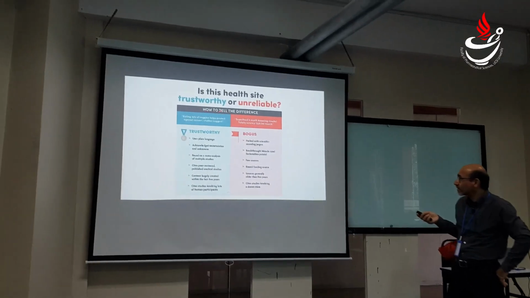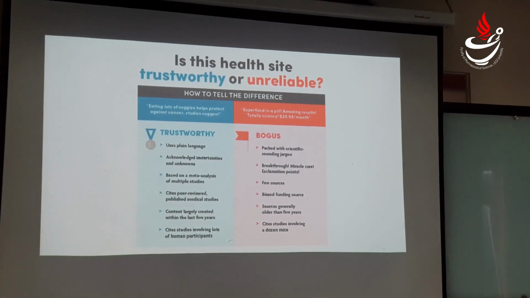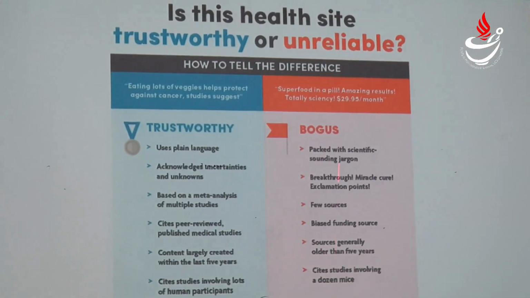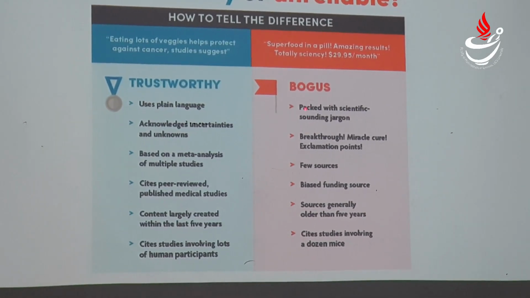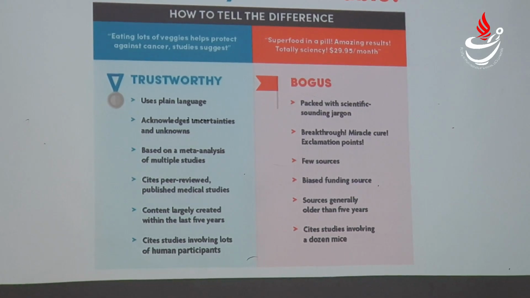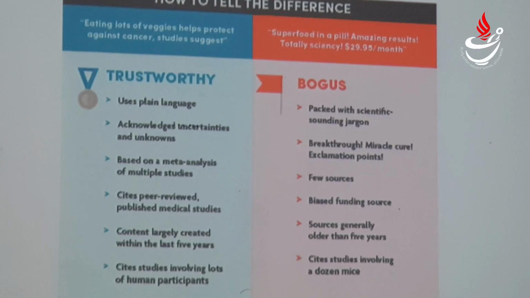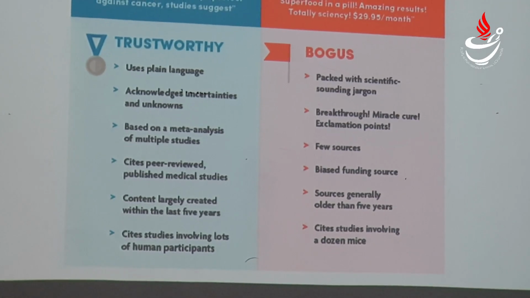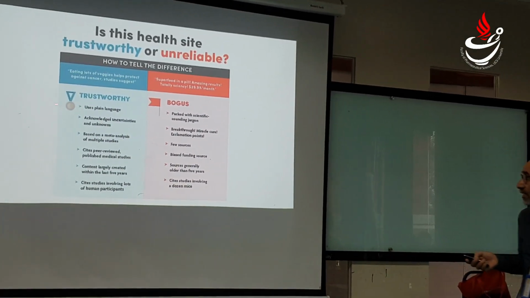So, is this health site trustworthy or unreliable? It's about the websites, when you find something on the websites. These are the signs of a trustworthy website, and these are the signs of bogus websites. Use plain language versus packed with scientific sounding jargon, because they just want to intimidate you, as if there is scientific proof behind that one. If there are a lot of medical jargons there, then probably that's a sign of website fraud, scam, or something like that, okay?